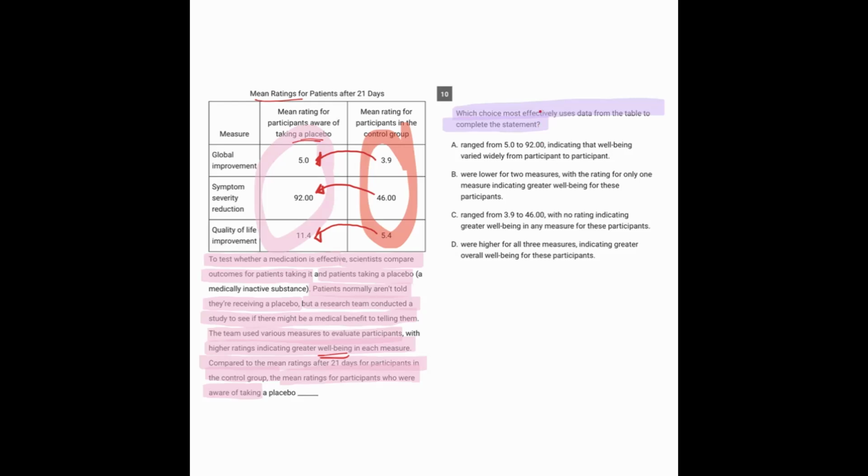So which answer says that? People who were aware that they took the placebo had higher stats in each of the 3 areas. So let's go ahead and figure out which one matched there.